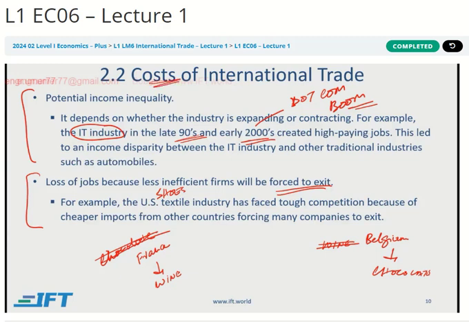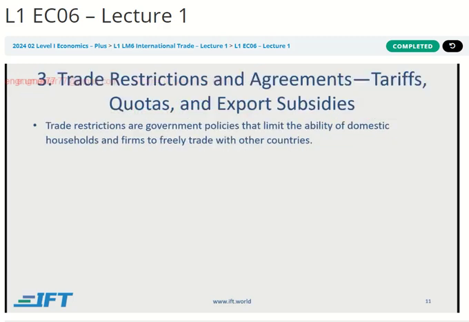So we're going to stop this video here, and we'll pick up in the next video with respect to how countries put different restrictions, what type of agreements they have to facilitate international trade, and what type of restrictions they put to stop international trade to protect their local industry.